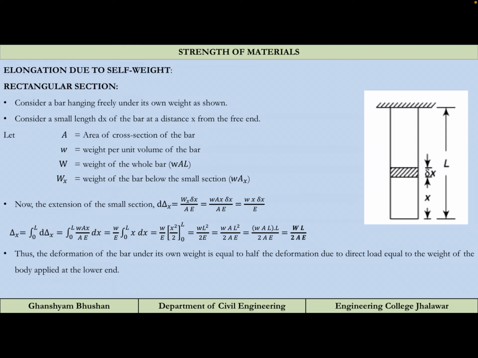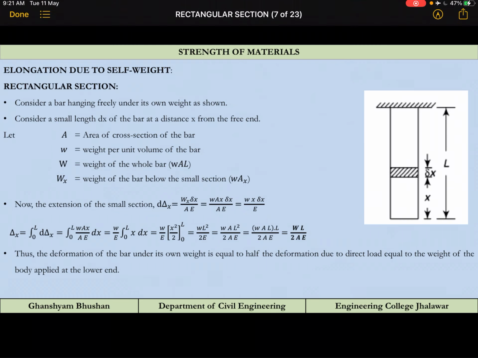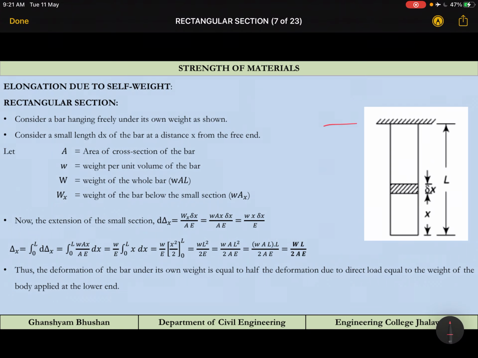Now we have left one topic: how bars are going to elongate if they are under only self weight. In the previous topics, for the calculation of elongation due to axial load, we neglected the weight of the bar. Now if only weight is acting, let us consider a rectangular bar which is hanging freely under its own weight as shown in the figure. You can see this is the bar and it is acted on only by its weight. Small w is the weight per unit volume, and the area is given.